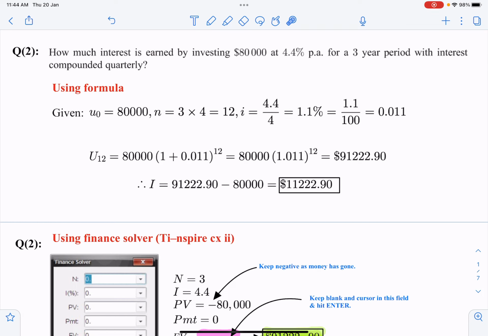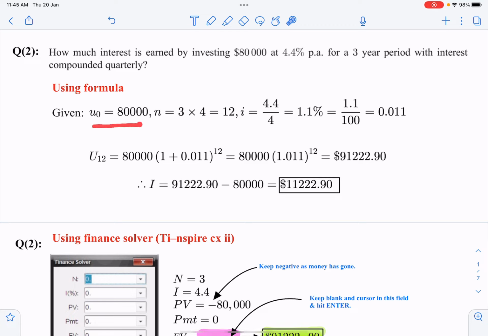Now question number 2. How much interest is earned by investing $80,000 at 4.4% per annum for a 3-year period with interest compounded quarterly? Quarterly means in 1 year it is compounded 4 times because there are 4 quarters in a year. First I will use the formula, then I will also show you how to use the financial solver.